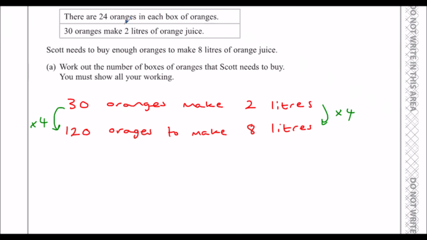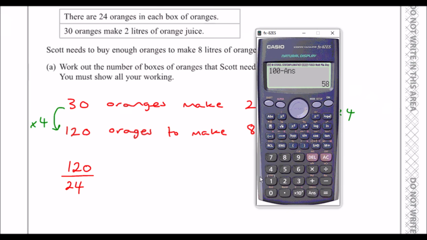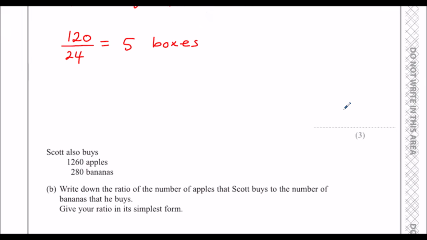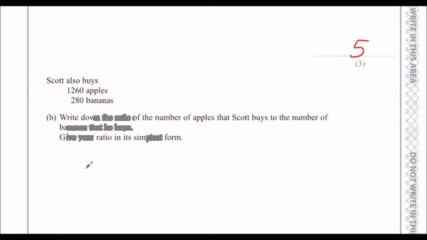And 24 oranges in each box. So how many boxes? How many 24s do we need? So let's divide 120 divided by 24, and that's 5. So we need 5 boxes. 5 boxes.